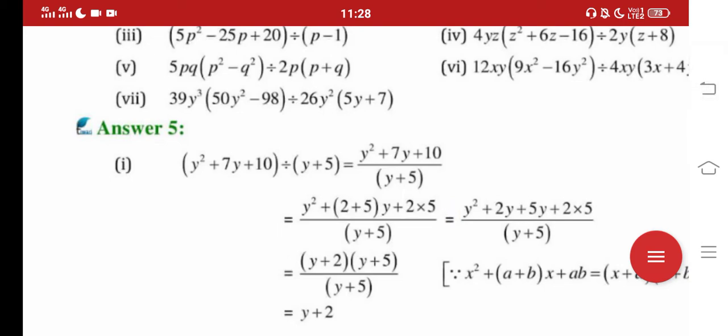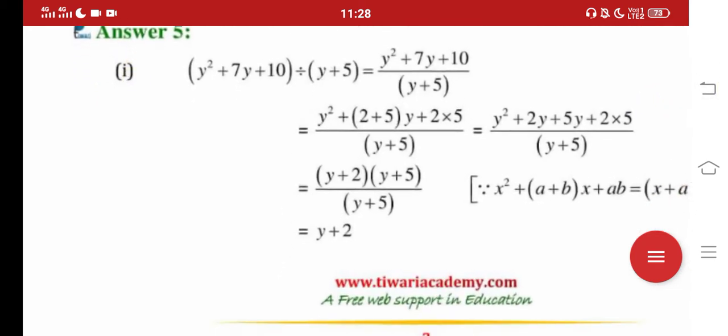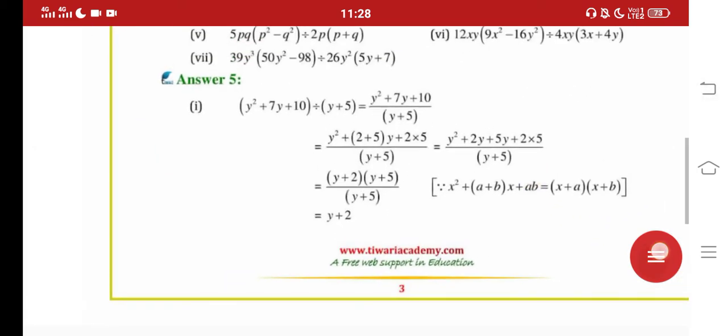So what can we take out common? See, y² as it is. y multiplied with 2, so 2y, and y multiplied with 5, so 5y. And here 2 into 5 as it is. Now here we can take out y common. So what is remaining? y plus 2. And here, if we take out 5 common, y plus 2. So here is y plus 2 and here is y plus 5, and in the denominator also we have y plus 5. So this y plus 5 cancels out, and the remaining term is y plus 2. So this is y plus 2, and this is our answer for question number 5.